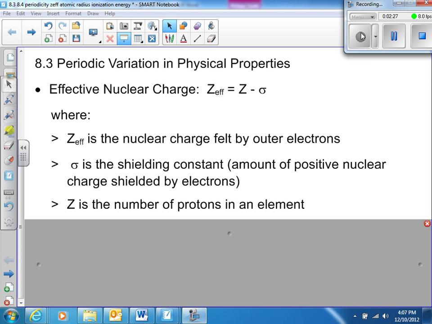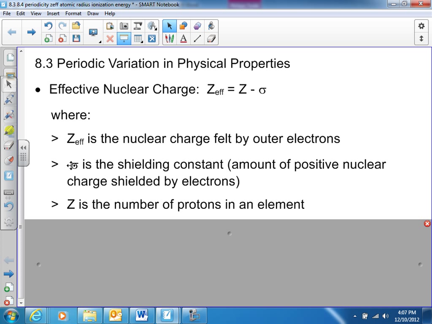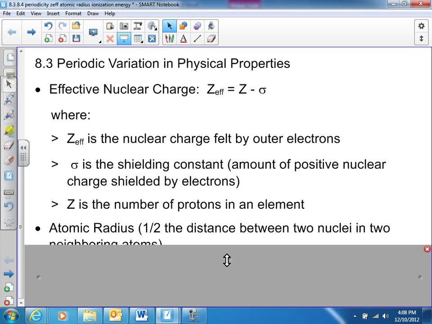All right, so sigma, this symbol right here, is called a shielding constant. It's how much positive nuclear charge is shielded by electrons in an atom. And Z, you've seen this before, you may not remember. Z is the total number of protons in an element. So Z is also the nuclear charge with no shielding, because the number of protons is the total charge if no shielding were to occur.